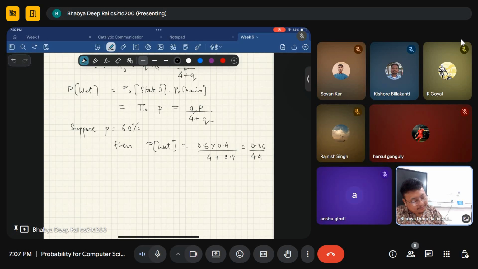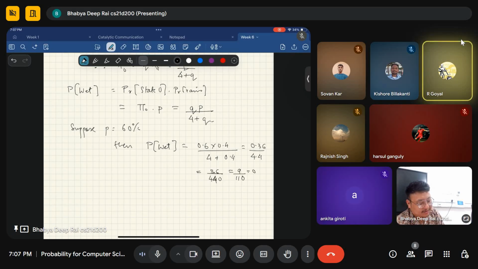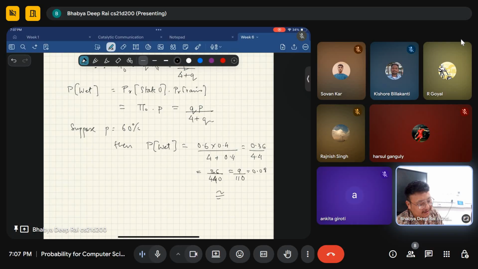So how much does this come to? This is 0.36 by 4.4. Yeah, 0.08. Okay, so which is something like 8%. So the probability of getting wet when the prediction is 60% rain is 8%. This required a lot of conceptual understanding, but I hope this strengthened your idea of Markov chains.